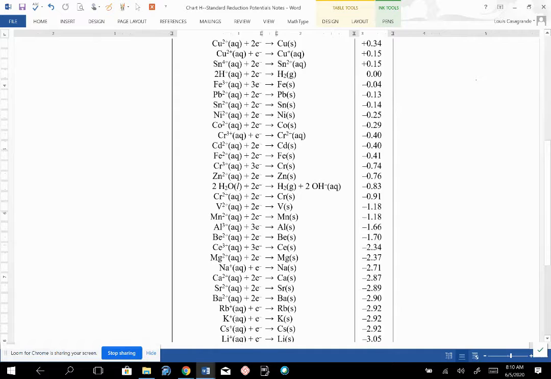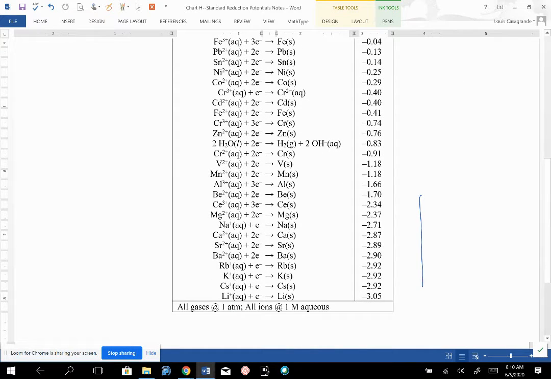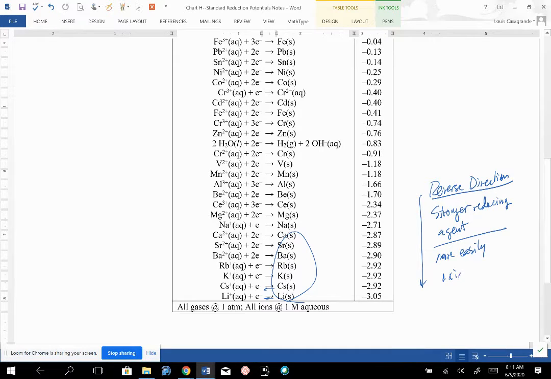Now, as we come down towards the bottom, we're going to be looking at the products. So the things on the right side, we can actually think of these half reactions as being equilibrium, and so these can go in both directions. As we come down towards the bottom, in the reverse direction, so these are all for the reverse direction, we have stronger reducing agents. And a reducing agent happens because it gets oxidized. So these are more easily oxidized.